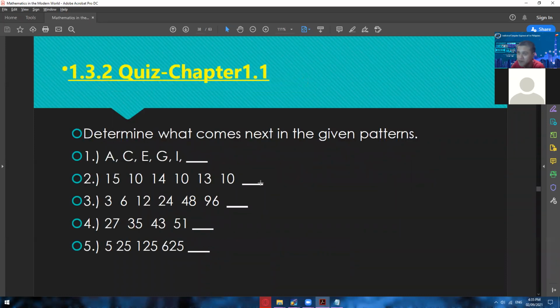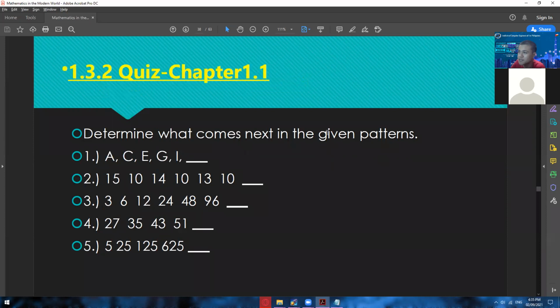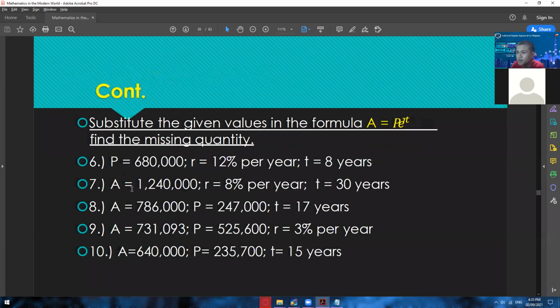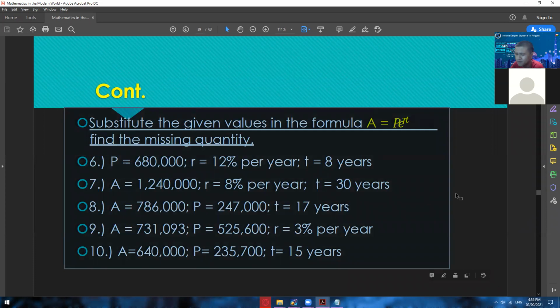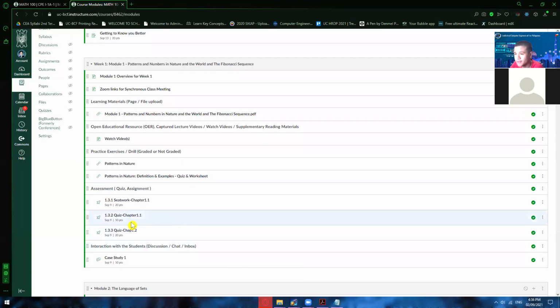So let's now move on to the next one, which is now your quiz. Okay, so this will be your quiz on chapter 1.1, 1.3.2. So we have 1 to 10 in here. So determine what comes next in the given pattern. So we have 1 to 5 in here. And then for the world population, like solving what would be the population at that certain span of time. So substitute the given values in the formula. A is equal to P times e raised to r times t. And then find the missing quantity. Okay, so everything is already given. Whatever is missing, that is the one that you need to find. Okay, so you can also find it right here on the 1.3.2 quiz chapter 1.1.